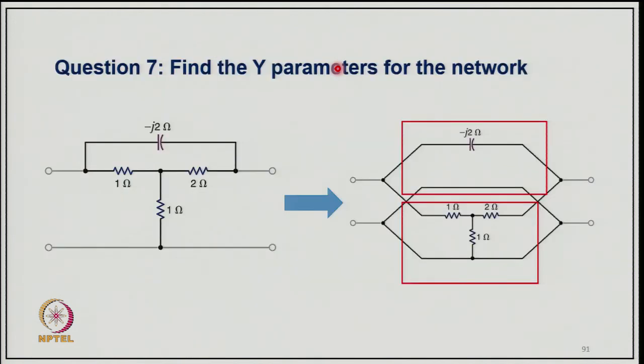Now, coming to question 7: find the Y parameters of the network. The network is shown here, where we have three resistances in a T network of 1, 2 and 1 ohm, and in parallel with the upper branch is a minus j2 ohm element. Now, we can consider these two networks connected in parallel. As you can see here, how they are connected: one network consists of 1, 2 and 1 ohm, and another is minus j2 ohm.